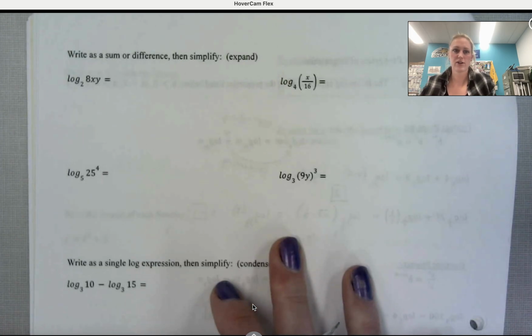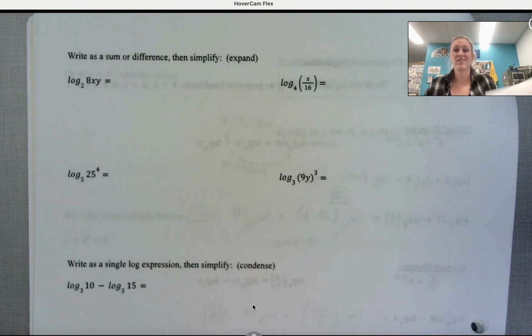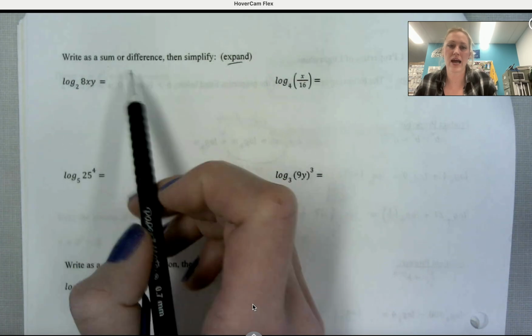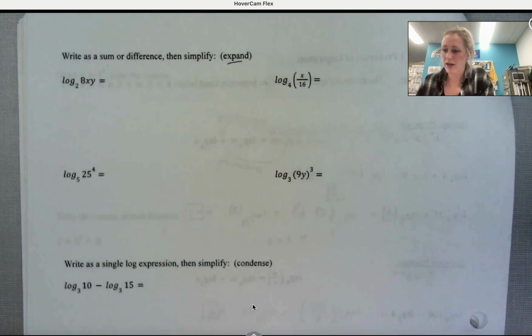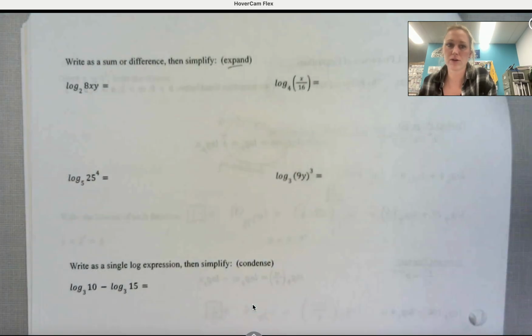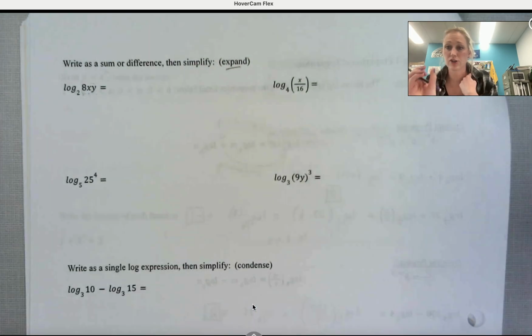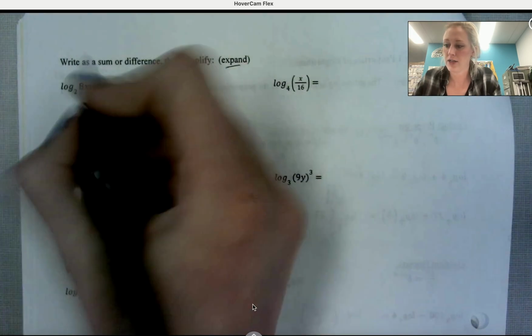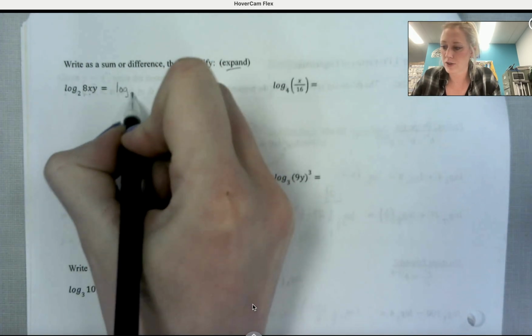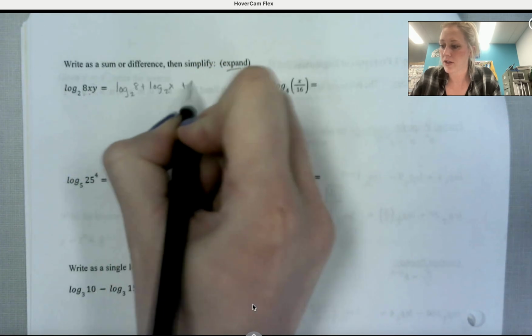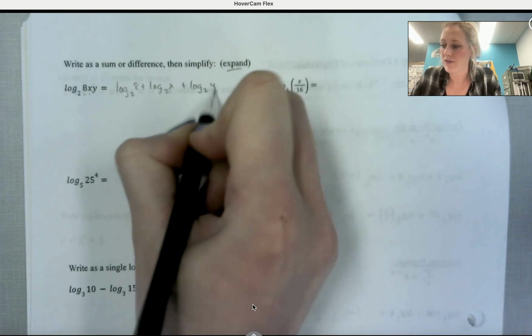All right. Okay, we got a couple more here. This direction says write as a sum or difference, then simplify. So we are going to expand. So it can use this direction, or it can say, hey, we want to rewrite it as addition and subtraction. Okay, so this is a product, so we're going to break that into addition. There's 3 different factors here, so we can actually do 3 different logs now. So this is going to be log base 2 of 8 plus log base 2 of x plus log base 2 of y.